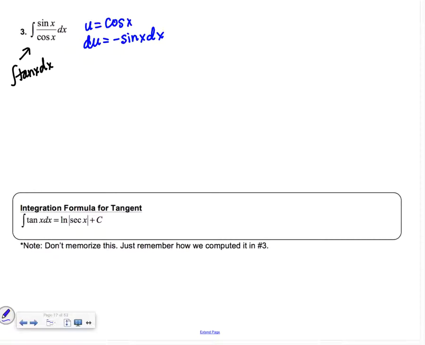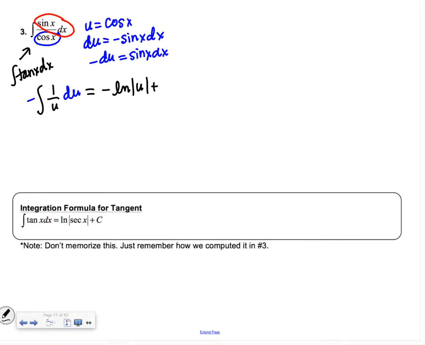So as we replace, this part becomes like 1 over u, right? And then the sine of x dx is replaced by negative du. So I'm going to have a negative and a du. So as I integrate, I get negative natural log of the absolute value of u plus c. So we get negative natural log of cosine of x plus c. And this is the way that I have memorized the integral of tangent, the antiderivative of tangent.